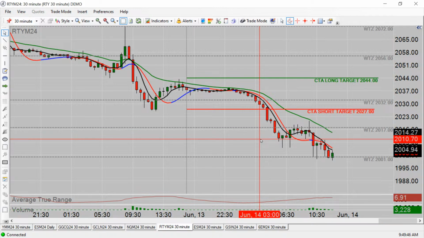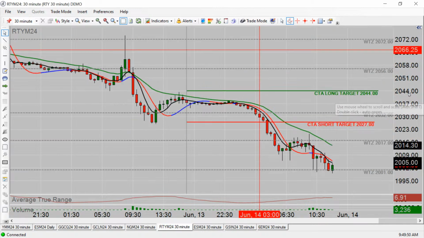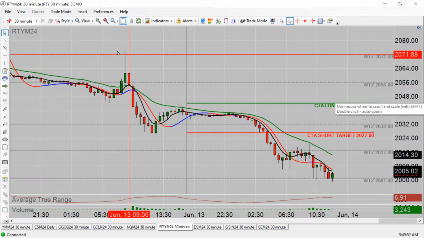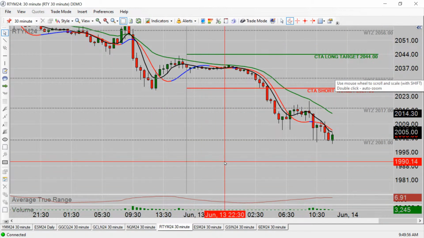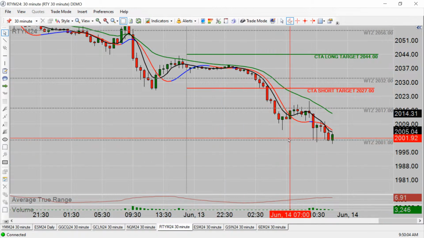Once you understand how price behaves at a weekly zone, they'll become one of the most important tools in your trading toolbox. Again, these zones were published Monday morning. Here it is Friday. Still doing their job.